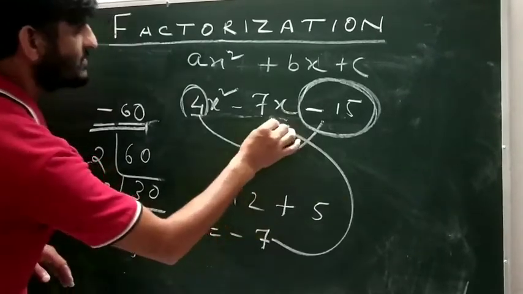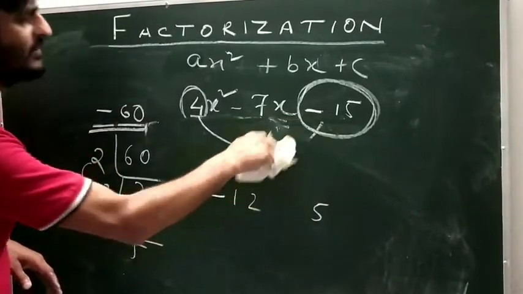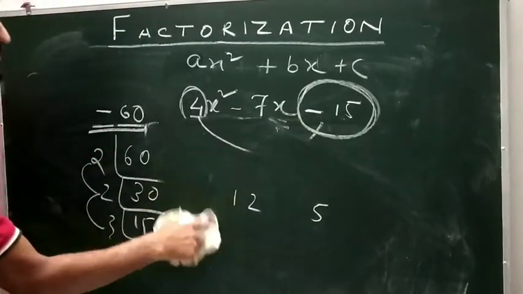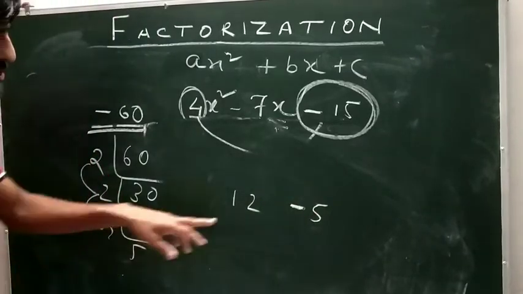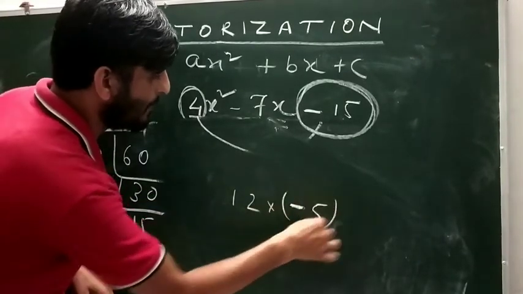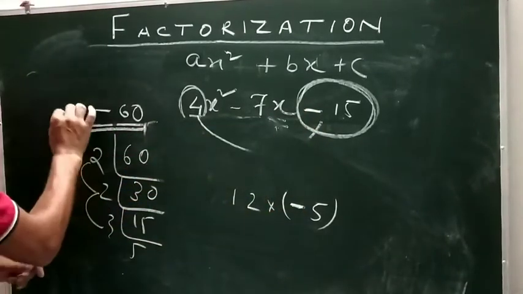Yes, suppose you want to do minus 12 and 5. Instead of minus 12 times 5, you may take minus 12 and 5. So 12 multiplied by 5 is 60, and the result is minus 60 we are getting.